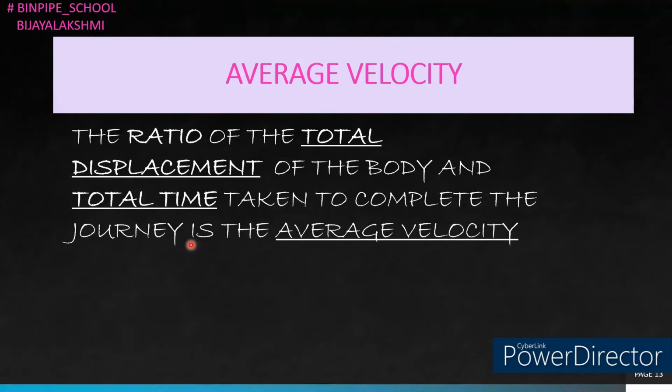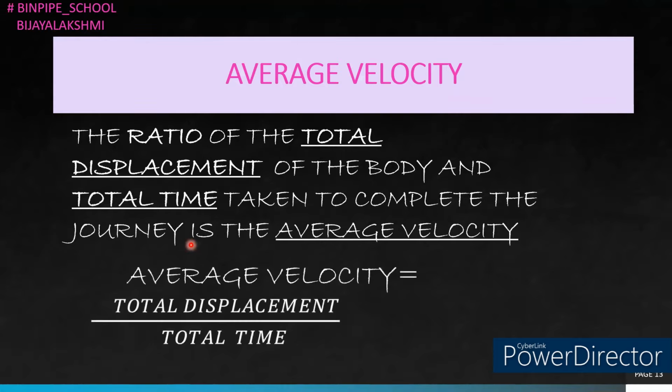Now, even when the speed of the object is fluctuating and its magnitude is changing, suppose a body is moving and the magnitude keeps on changing, its direction remains the same as the direction of the displacement. So the magnitude of average velocity is always either less than or equal to the average speed, as the displacement is always less than or equal to the distance covered. Now here average velocity is calculated as total displacement by total time.